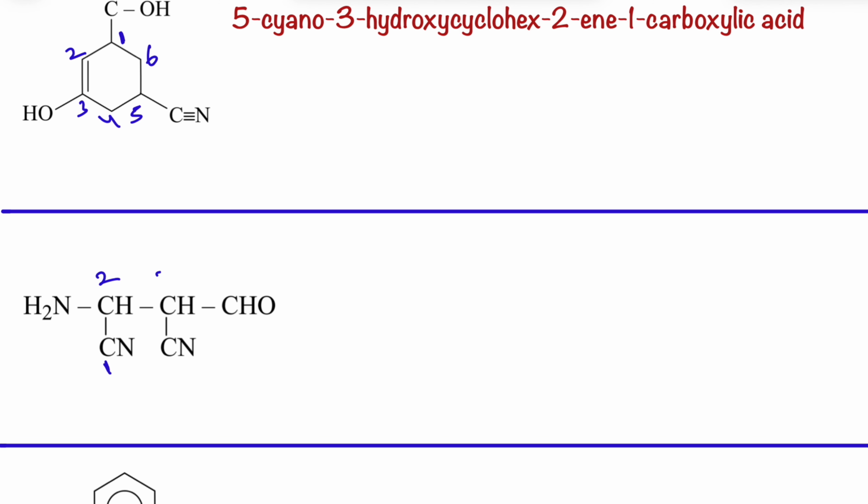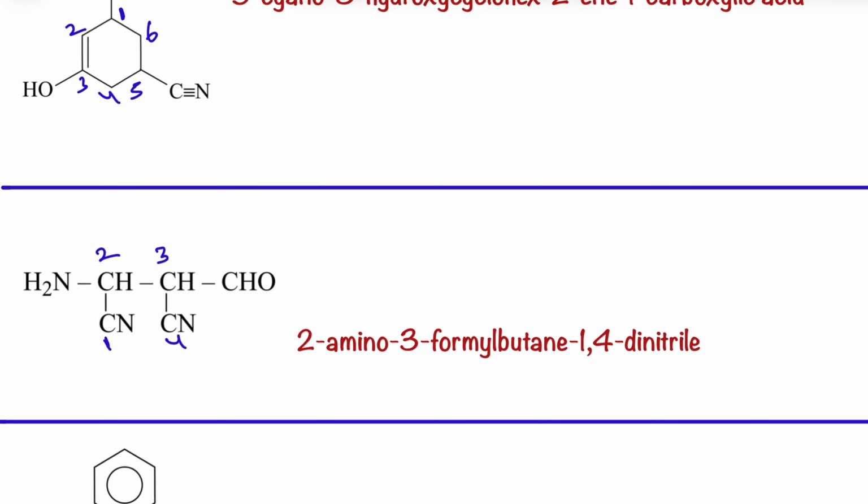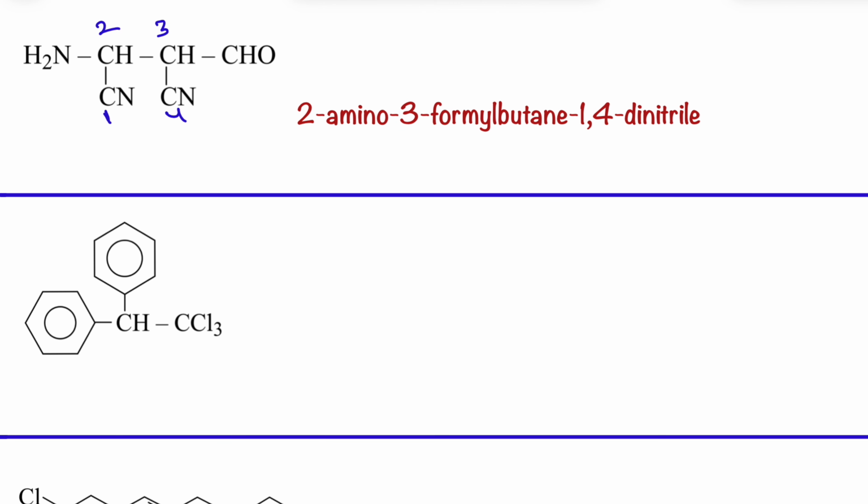So here this is the first carbon, second carbon, third carbon, fourth carbon. So 2 amino, 3-formyl butane 1,4 dinitrile. 2-amino 3-formyl butane 1,4 dinitrile. And here this is the first carbon, this is the second carbon, here we have chlorines, and here this is a phenyl group. So the name of this compound is 1,1,1 trichloro 2,2 diphenyl ethane.